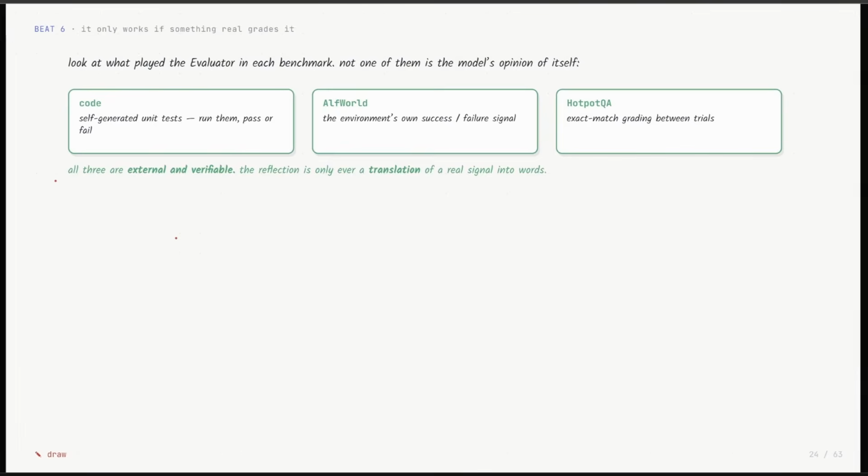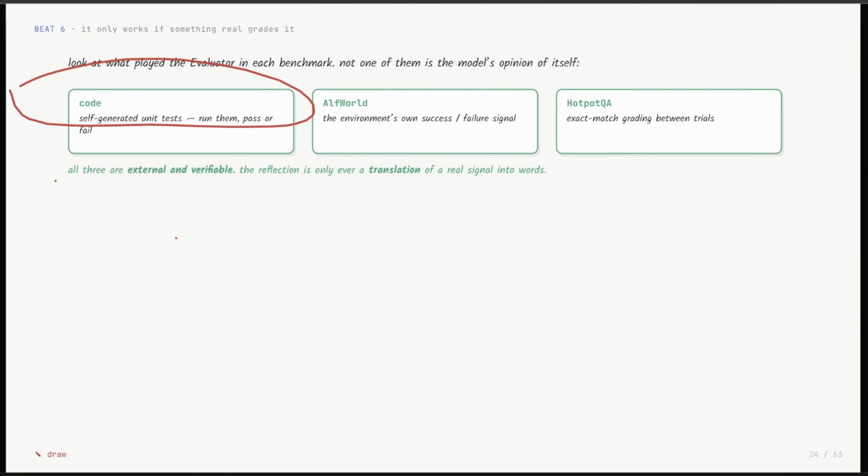Now, this is something you need to put in your head, and this is the reason why many enterprises out there were trying to use agentic AI and were failing. So look at what actually played. So the evaluator in each of these benchmarks. So in code, this one, you had self-generated unit tests.